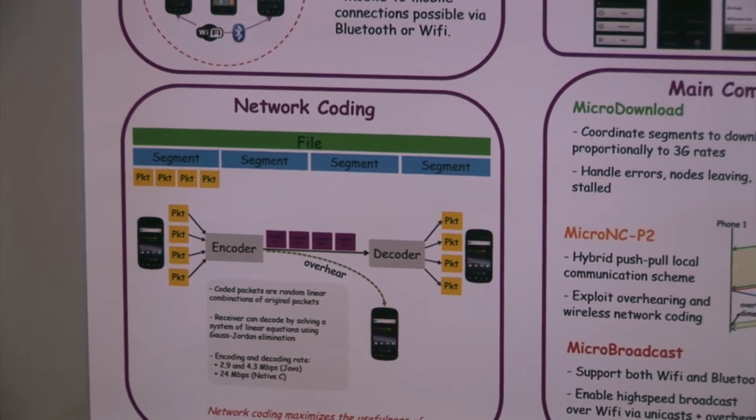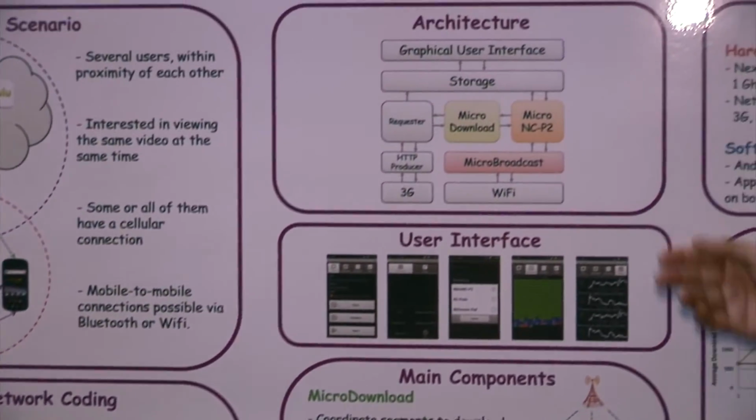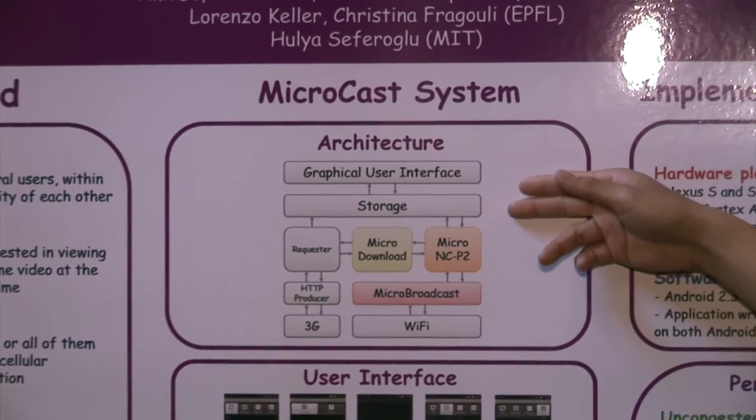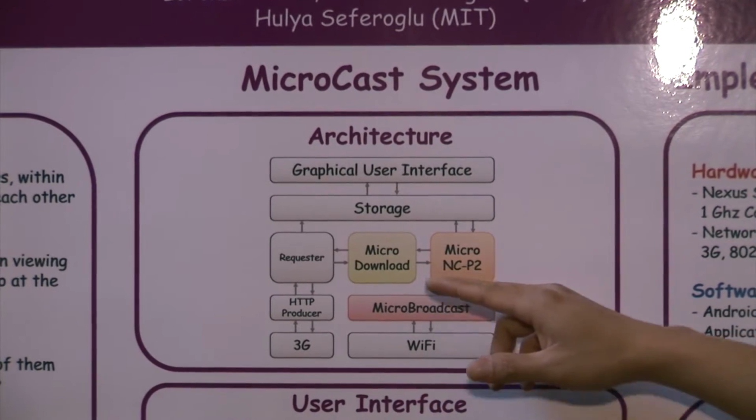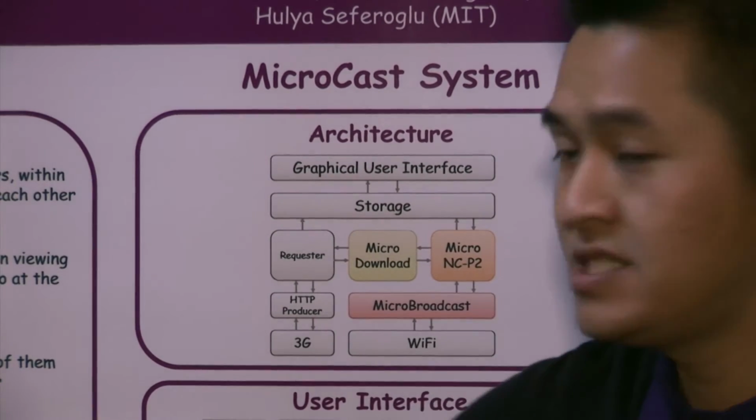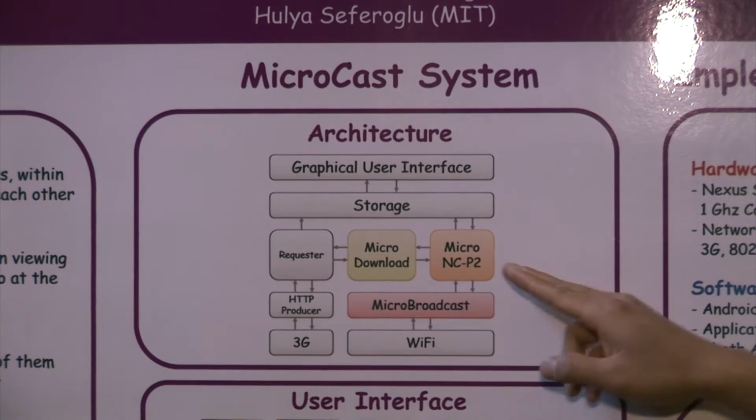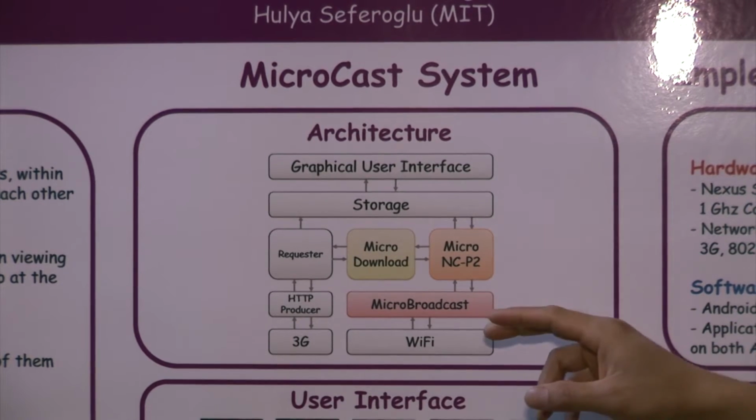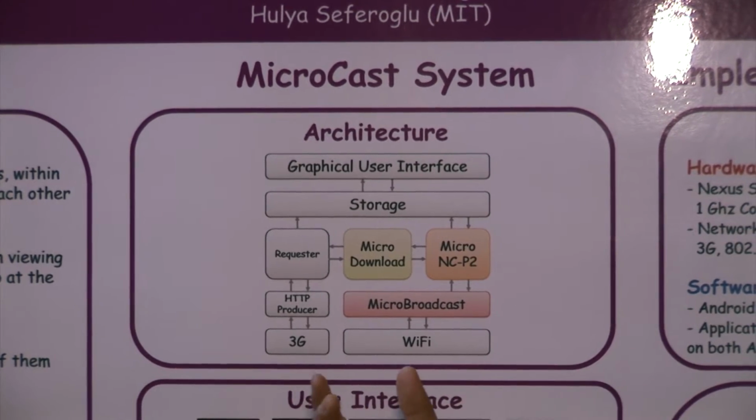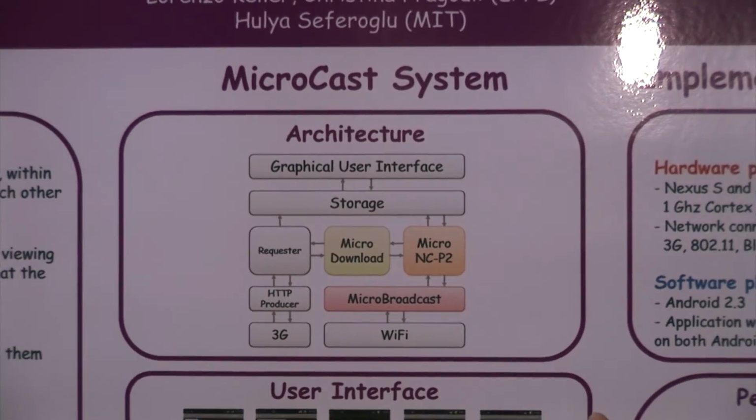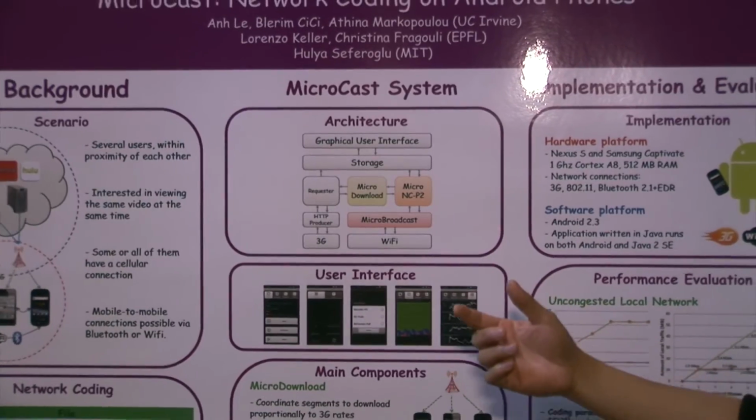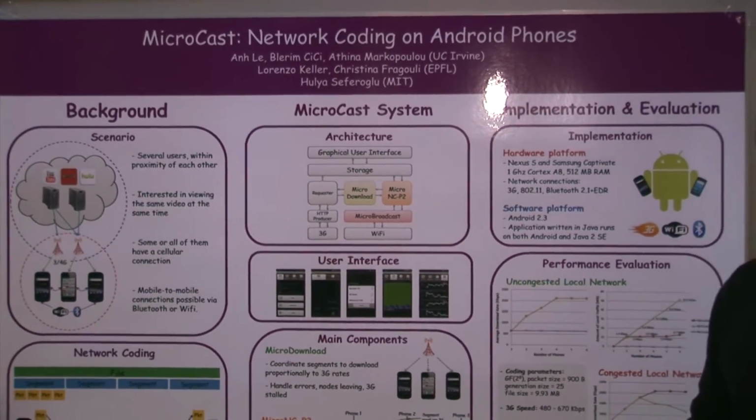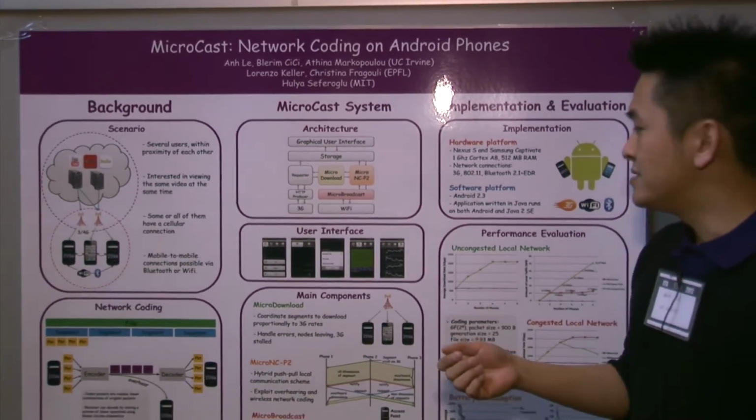So this is the overall architecture of our framework. We have a user interface, we have storage. The three main things are the MicroDownload, which schedules which part of the video segment each phone downloads; the MicroNCP2, which is the local P2P communications protocol I will describe later; and the MicroBroadcast, which allows you to broadcast in Wi-Fi at very high speed for Android devices.